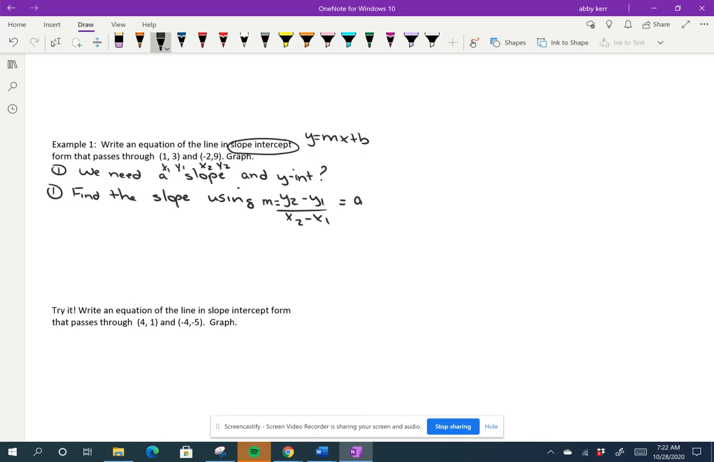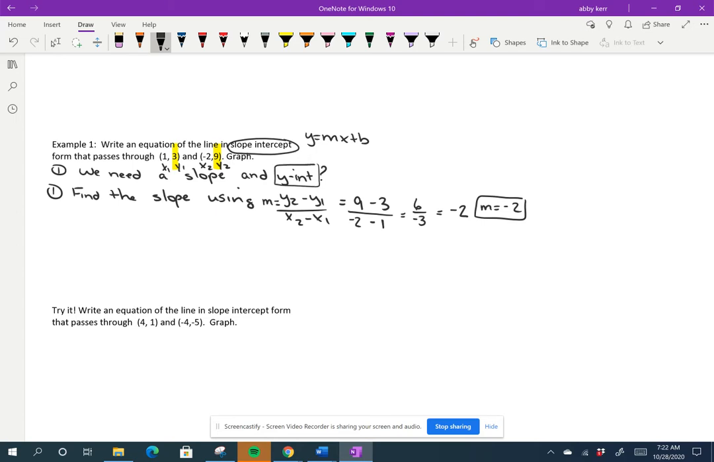So our y2 is going to be 9. Our y1 is going to be 3. So I got that from 9 minus 3 right there. And then my x2, in this case, is negative 2, minus 1. Now 9 minus 3 is 6 over negative 3. So we want to simplify that to negative 2. So that is my m. I finally got my slope.